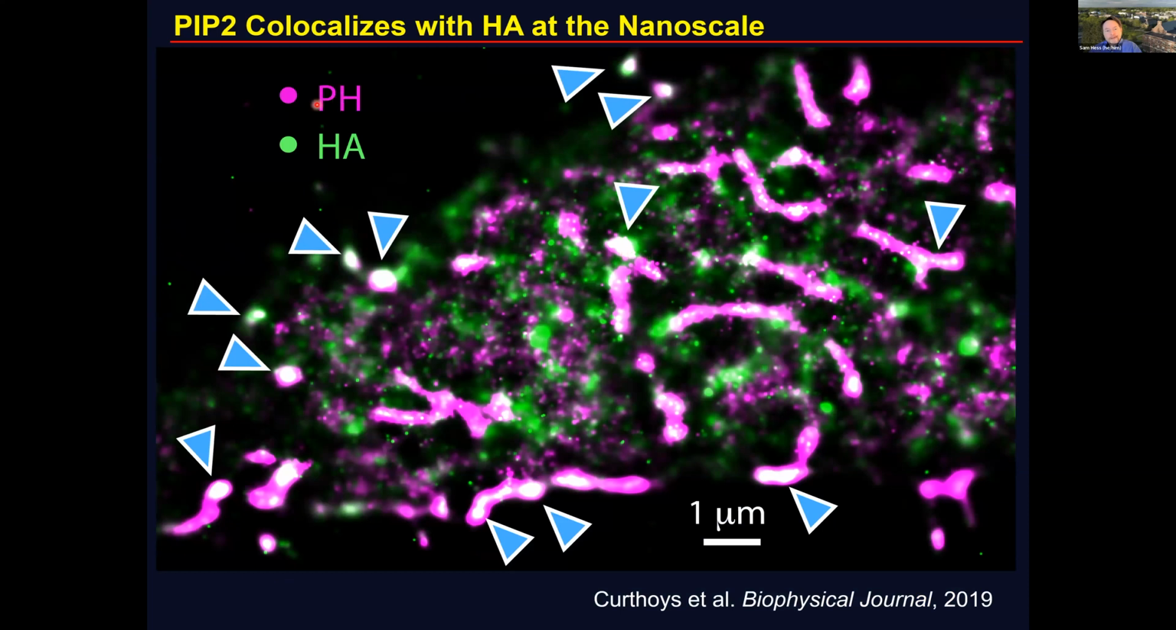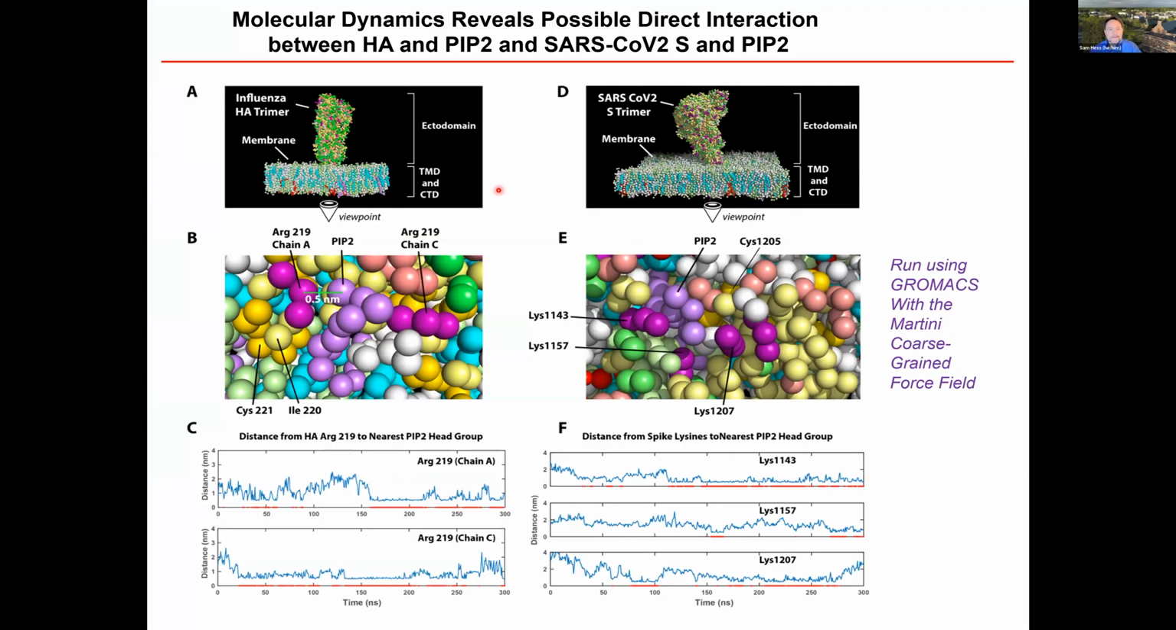Labeling the PIP2 with the PH domain attached to PAmCherry and labeling the HA with Dendra2, we see these regions of strong colocalization between HA and PIP2 at the nanoscale. We also did molecular dynamics simulations, especially during the beginning of the pandemic when we were all stuck at home, and we found that arginines in the tail, these positive regions, do feasibly interact with the negative charges in PIP2, and that the same thing seems to happen for the SARS-CoV-2 spike.